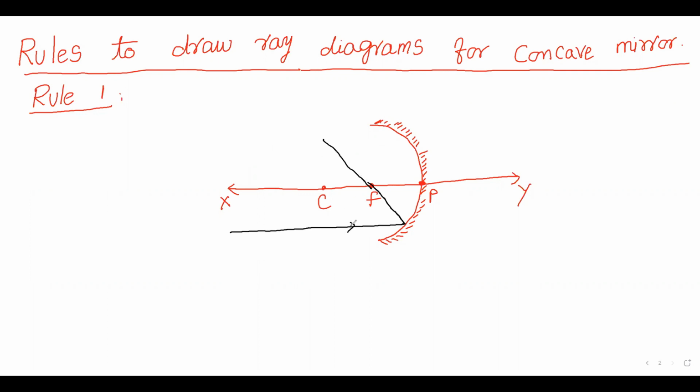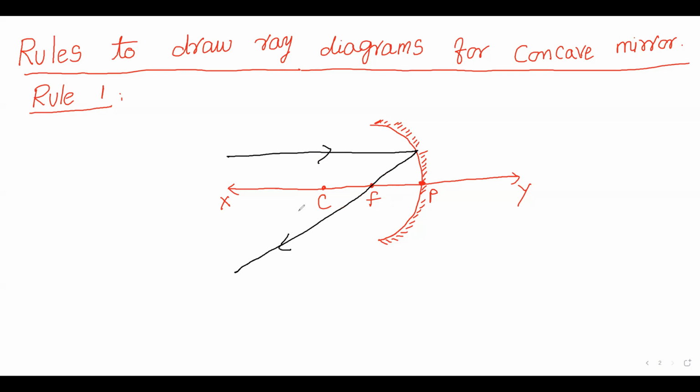But always remember, incident ray direction and reflected ray directions are a must. These arrow marks will show the direction of the ray. So what is the first rule? Any ray parallel to the principal axis, after reflection, it passes through the focus. That's it. Okay, let me write the rule.